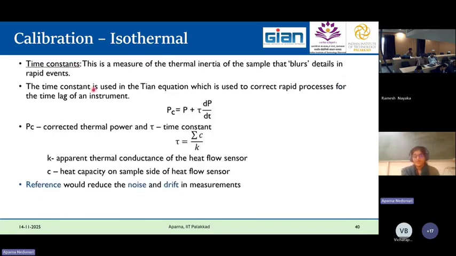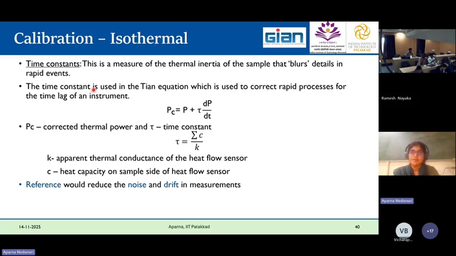And another calibration is with respect to the time constant. This may not be of much significance if you are trying to understand the heat of hydration across a longer duration. But if you would like to understand what is really happening in the system at early stages, there you would like to have the time constant also. The time constant indicates a measure of thermal inertia of the sample that blurs the details of rapid events.